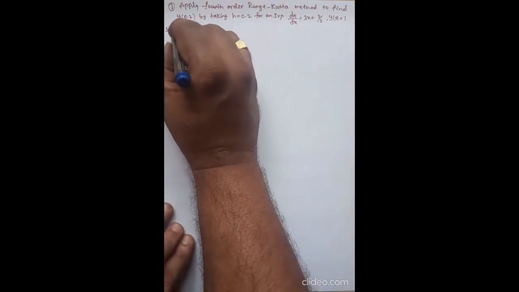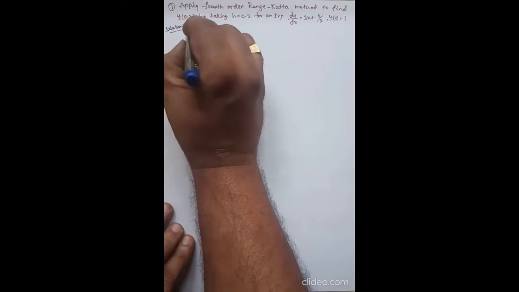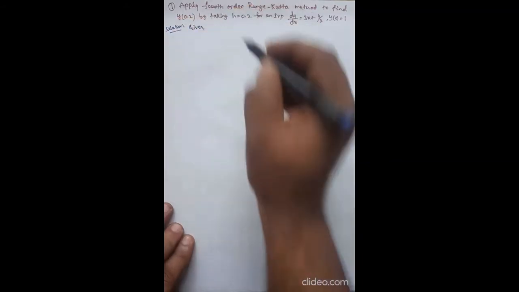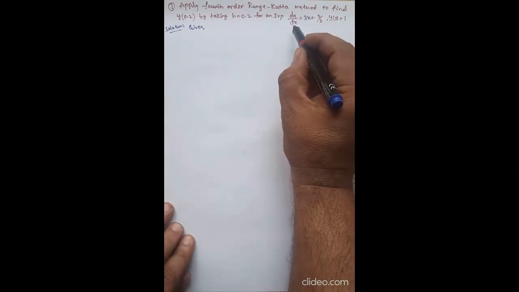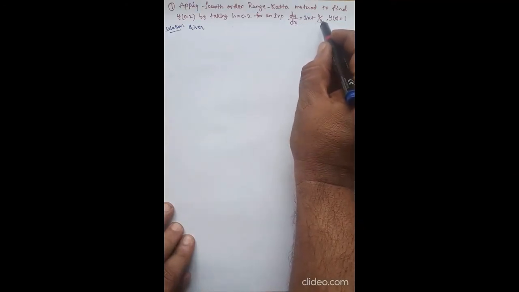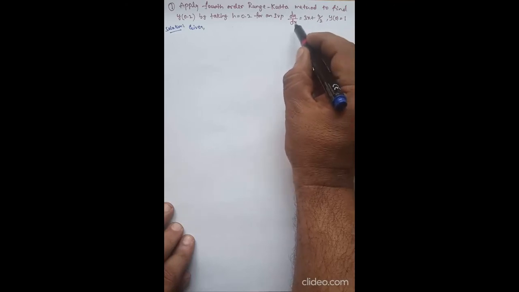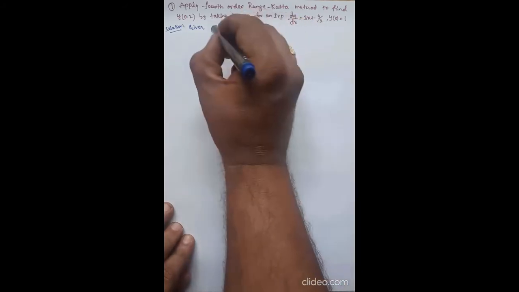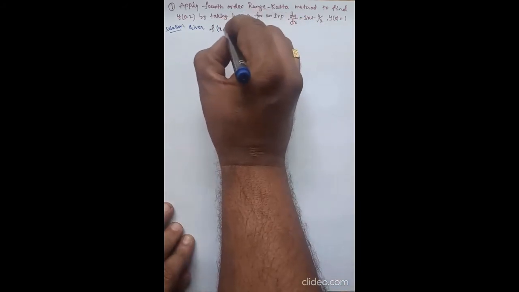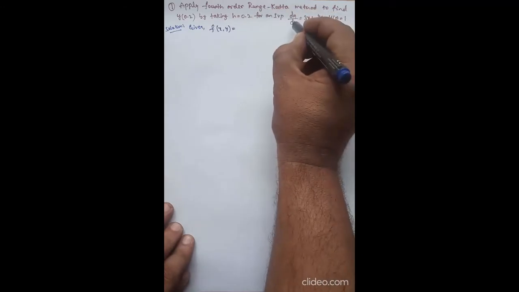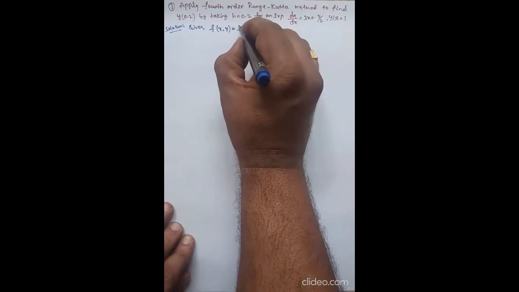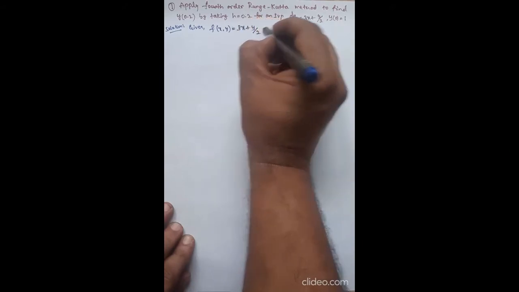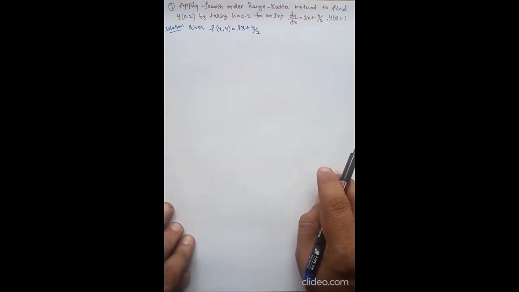Solution. Given: the IVP here is dy by dx equals 3x plus y by 2, and we know that this dy by dx can be written as f of x comma y. So dy by dx is f of x comma y. So we get f of x comma y equals 3x plus y by 2.